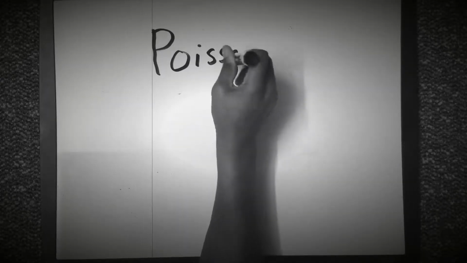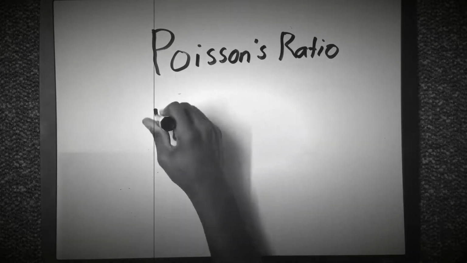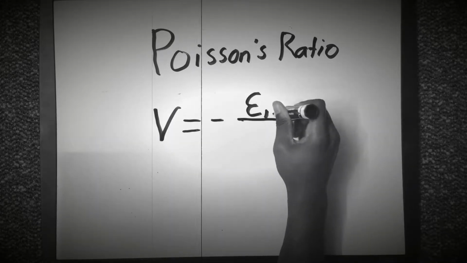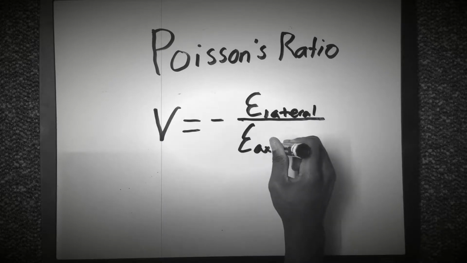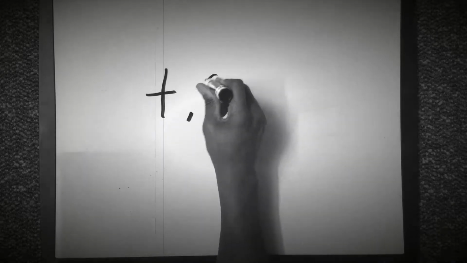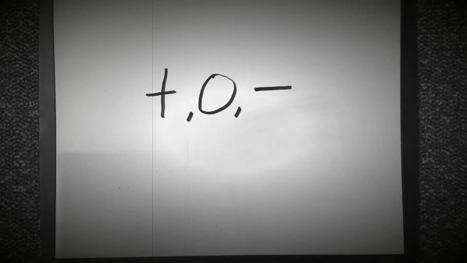The best way to understand the effect that axial forces have on a material is through Poisson's ratio. Poisson's ratio is the relationship between lateral and axial strain in a material when axial forces in the form of compression or tension are applied. Poisson's ratio can be positive, 0, or negative.